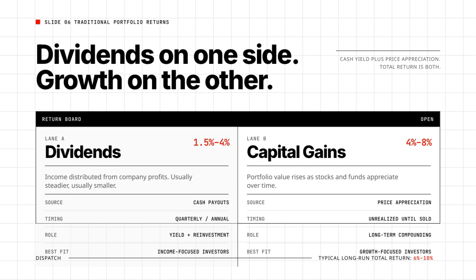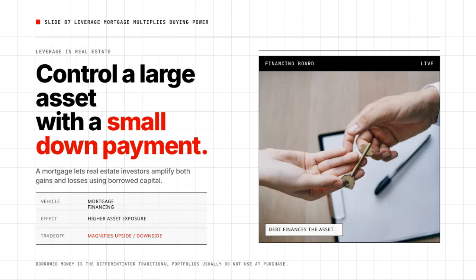Understanding the balance between these components helps investors align their portfolios with their financial goals, whether they're seeking steady income or growth. When we talk about leverage in real estate, the key idea is that you can control a large asset with a relatively small down payment. This is made possible through mortgage financing, which acts as a vehicle that allows investors to amplify their buying power.